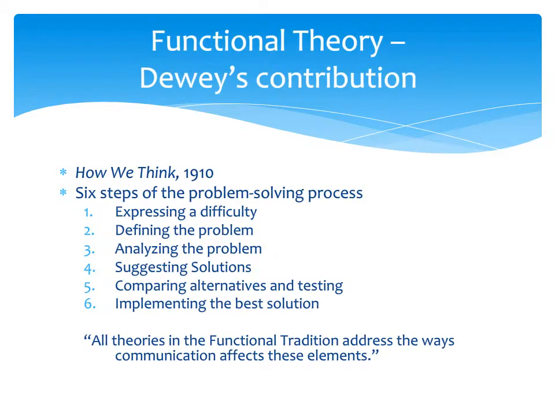Dewey's seminal work How We Think, published in 1910, forms the basis of functional group theory. Dewey formulated 6 steps in the problem-solving process: expressing a difficulty, defining the problem, analyzing the problem, suggesting solutions, comparing alternatives and testing and implementing the best solution.